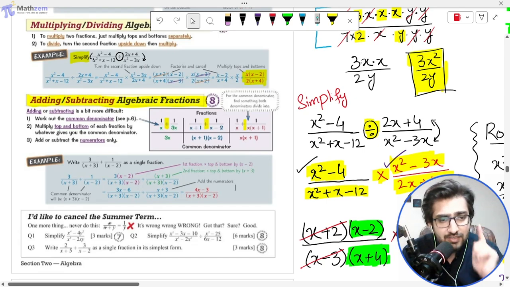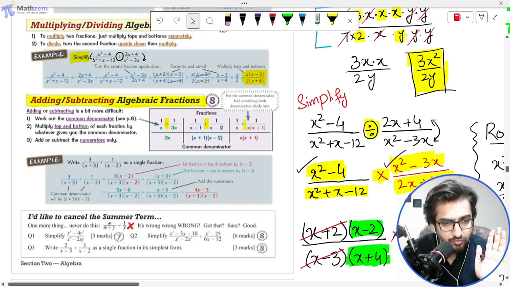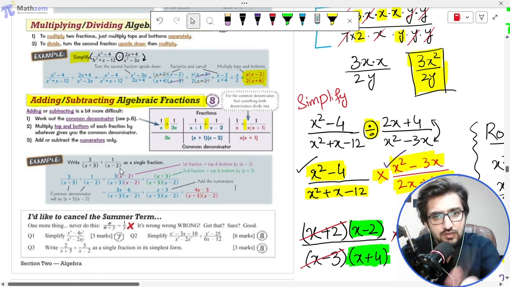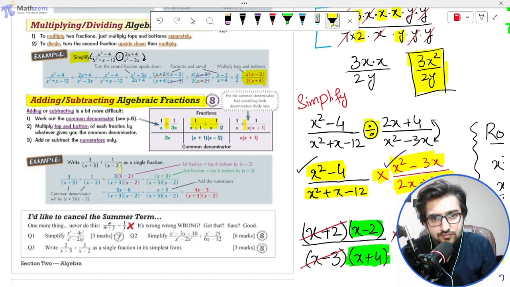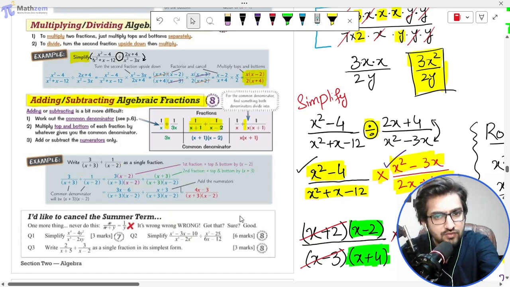If you remember, in chapter number 1, in section number 1, I explained you how to add or subtract two fractions in number form. I told you that you need to do the cross multiplication method. So the same thing we will do here. The same thing we will do. So let's solve that fraction. 1 divided by x plus 1 and x minus 2.